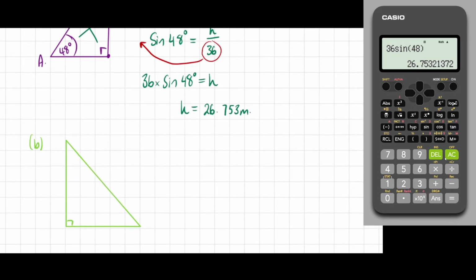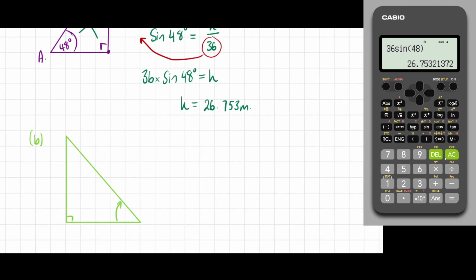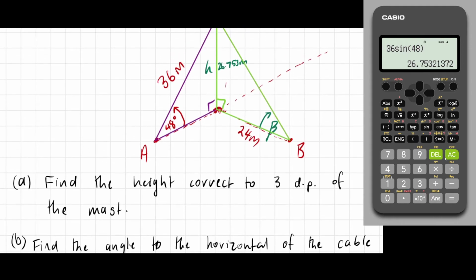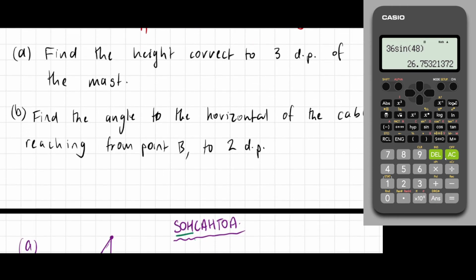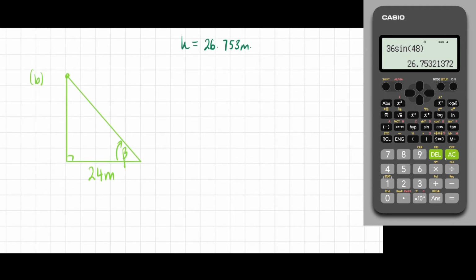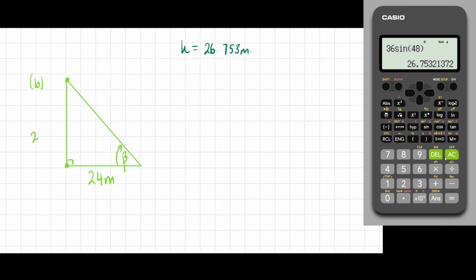Now we're trying to find what this angle in here is this time, which we've called beta. Again, it doesn't matter what letter you use there. Now we know that the point B is 24 meters from the mast. So that's this length down here. And now we also know the height of the mast, from the top here down to the bottom, 26.753. And that's why we had to do part A before we did part B, because we had to work out what the height was before we could do this angle part.